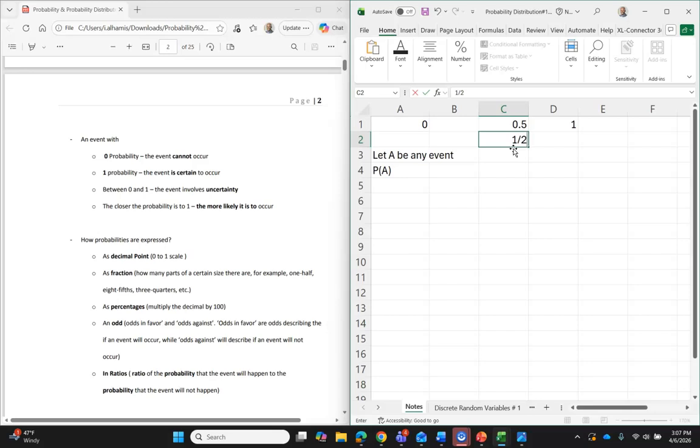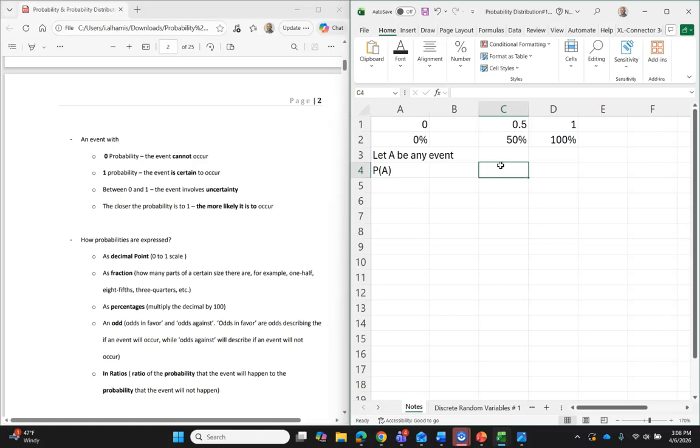But we can also express probability as a percentage. So here we have 0, and in fact that can be 0%. So I can write 0% here. And this one, which is 1, it is actually 100%. So that means we multiply the decimal by 100. So if we multiply by 100 here, we're going to have 50%. And that's how we can express probability as well.